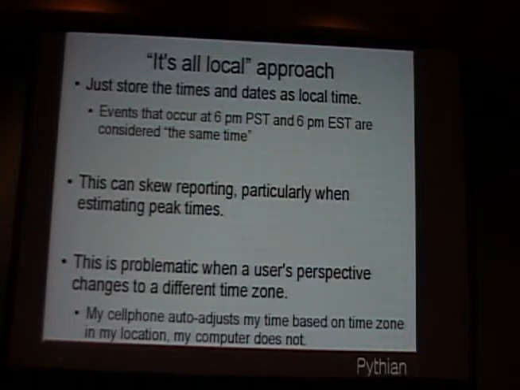So, you might look at this and say, well, why would you ever do this? Well, that's why. This can actually skew reporting, especially when you're doing something like estimating peak times. If you're a system administrator and you want to know what the peak time is, it doesn't really help to say, well, 6 p.m. Eastern time you have a spike, and then 6 p.m. Pacific time you have a spike.